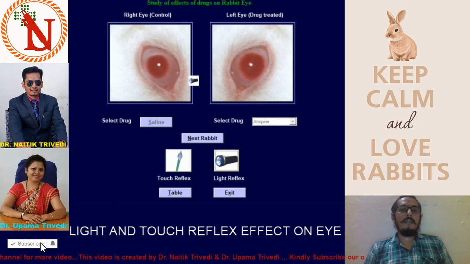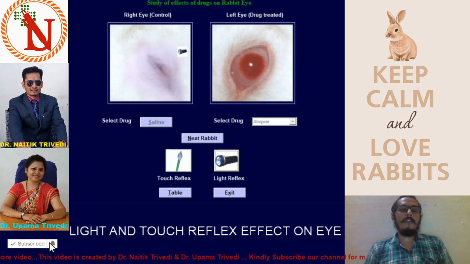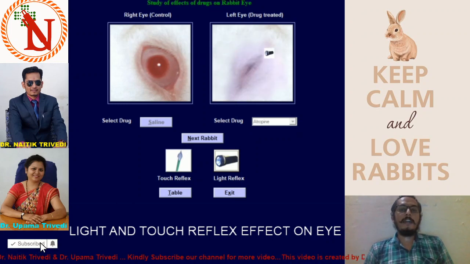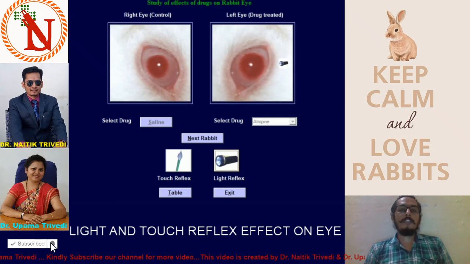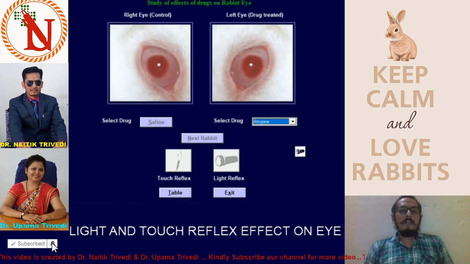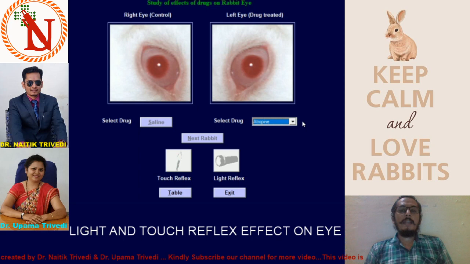Light reflex: in the right eye, the control eye, the light reflex is present, but the light reflex is absent in the left eye, the drug treated eye. The pupil size does not decrease when we focus the light into the eye. That's why the light reflex is absent with atropine. Next is lignocaine, which is a local anesthetic drug.